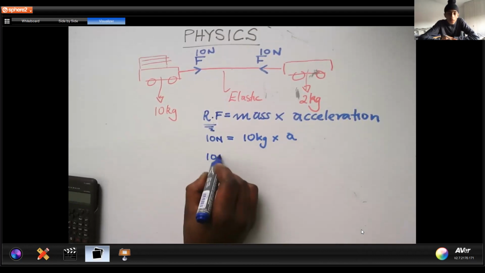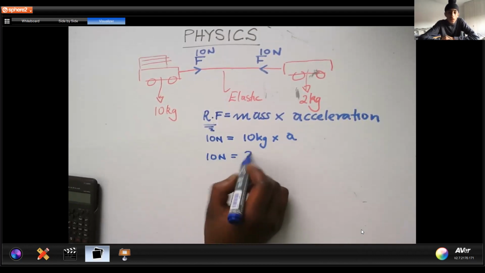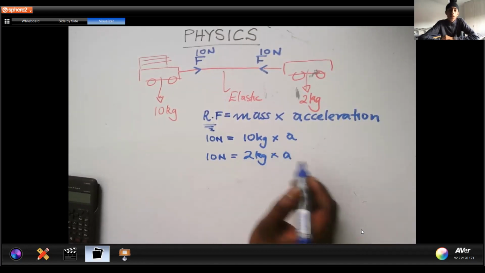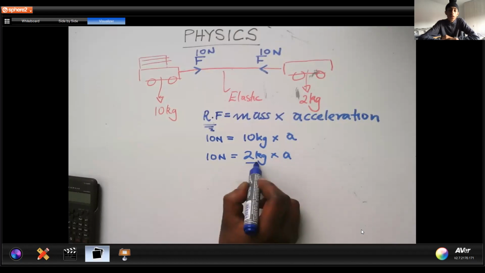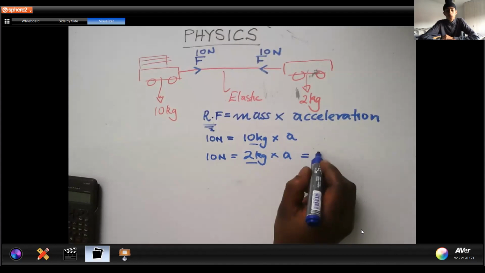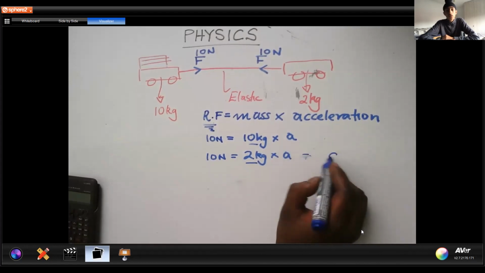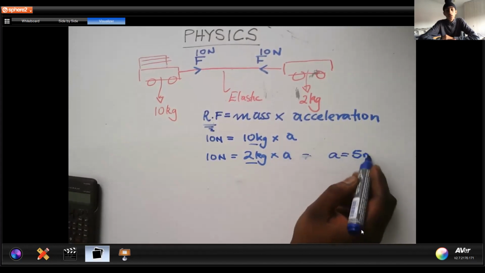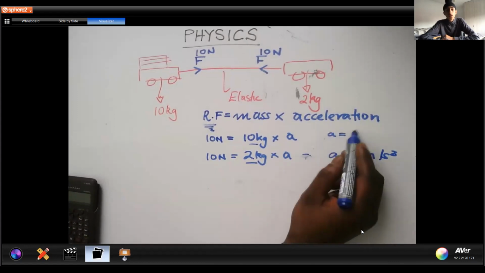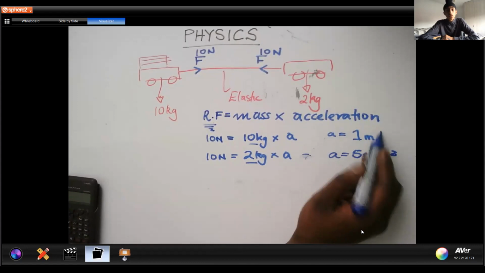Again, if the result is 10, and this time the mass is 2 kilograms, what acceleration will the 2 kilogram mass have? Will the one with the 2 kg have a higher acceleration because you're dividing by a smaller number? Absolutely. So this will have an acceleration of 5 meters per second squared. This here will only have an acceleration of 1 meter per second squared.